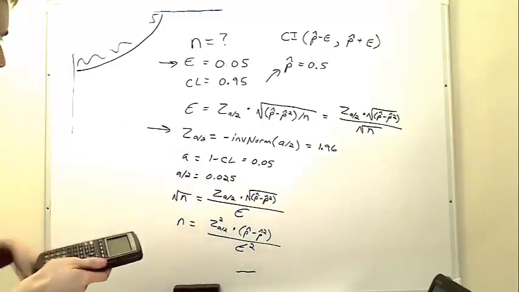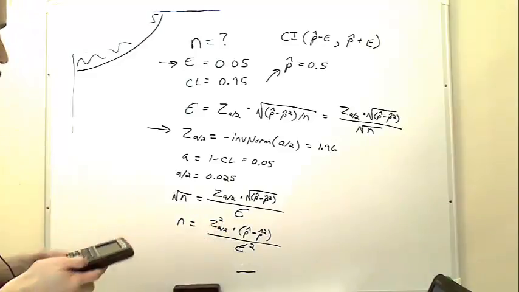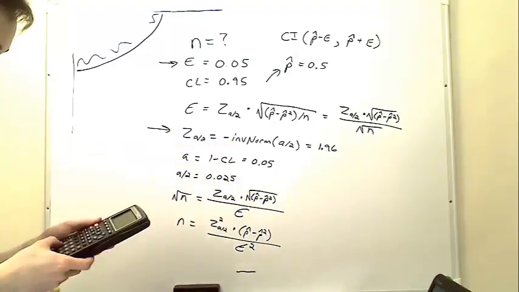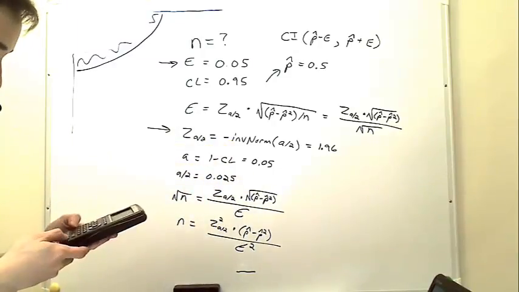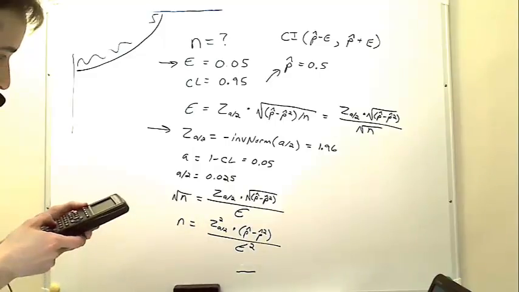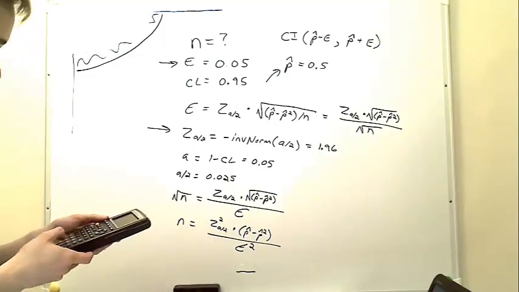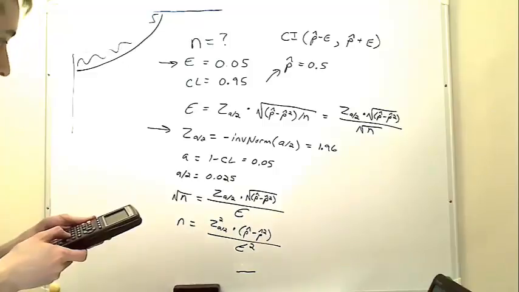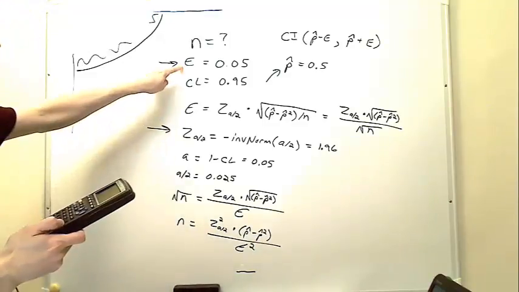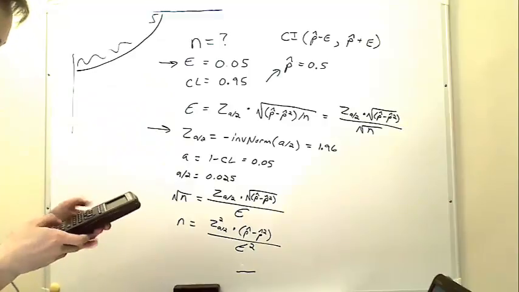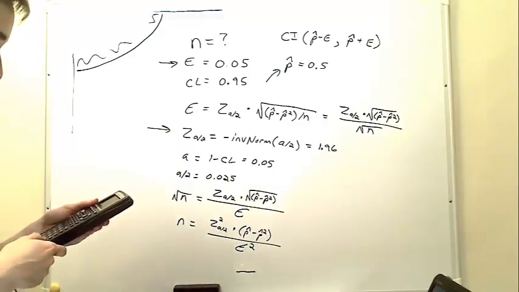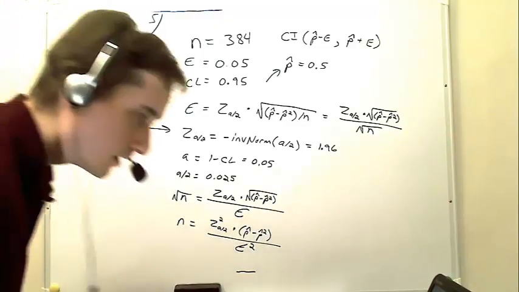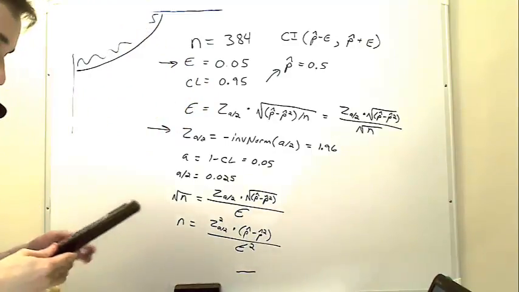So we have Z sub alpha over 2 squared, that's 1.96 squared, times, and I'm going to put this next part in parentheses, 0.5 subtract 0.5 squared, close the parentheses, and then divide by E, 0.05 squared. That equals 384. They give us 385.